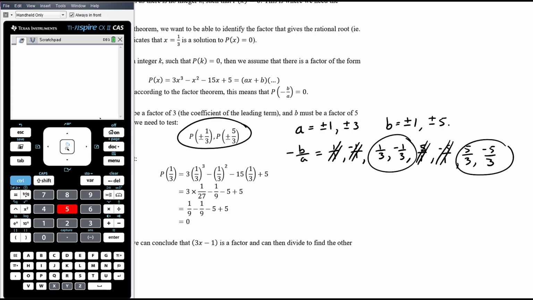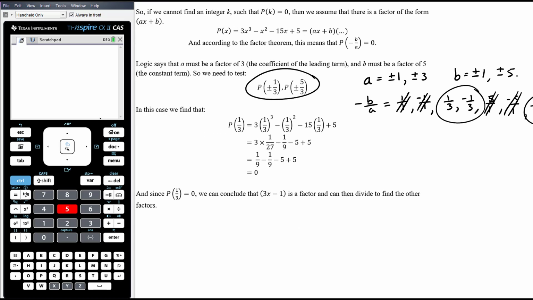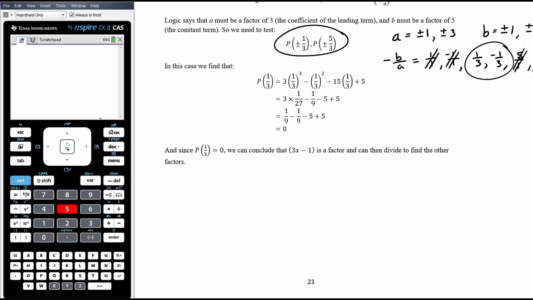Okay, so it can be a bit of fraction work, and there can potentially be quite a lot of fraction work if it's the last one we test that happens to be the correct one. So in this instance, if we try subbing positive a third into the polynomial, we find that that indeed gives us 0. So if p of 1/3 is equal to 0, that means that 3x minus 1 must be a factor, remember when you solve that equal to 0, it's got to give you a third. Then once you've got the factor, you can do the long division to find the other factors.